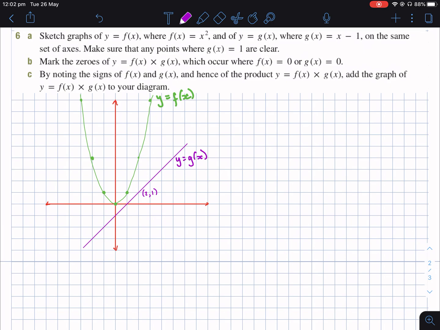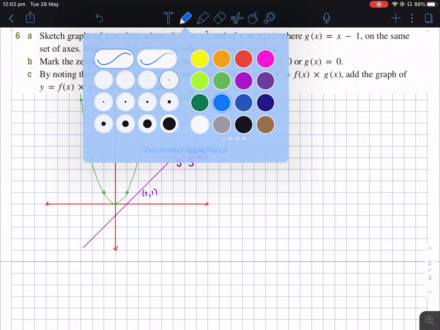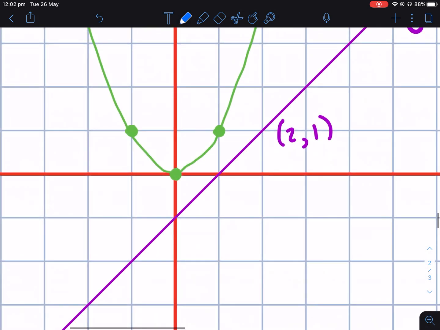Mark the zeros of f of x times g of x, which occur where f of x equals 0 or g of x equals 0. So f of x equals 0 at the point 0, 0. G of x equals 0 at the point 1, 0.